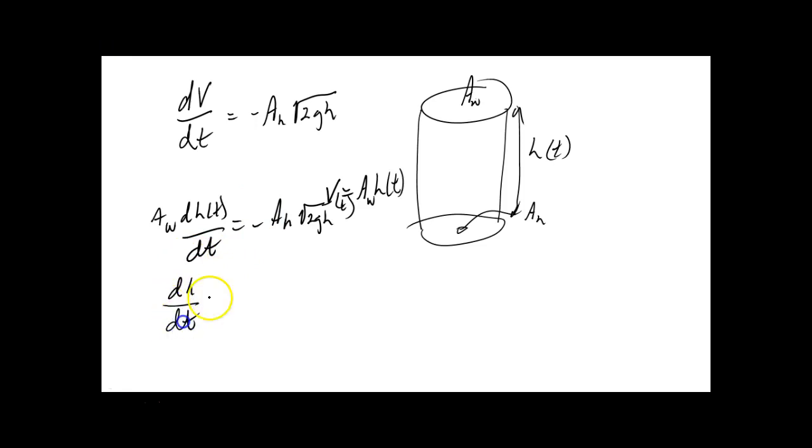dh/dt is equal to minus the area of the hole over the area of the tank, nice ratio there, times the square root of 2g, that's also a constant. That could be included with that one, times the square root of h, because that's your variable, okay? That is your equation, okay? Now, tell me what kind of equation that is.